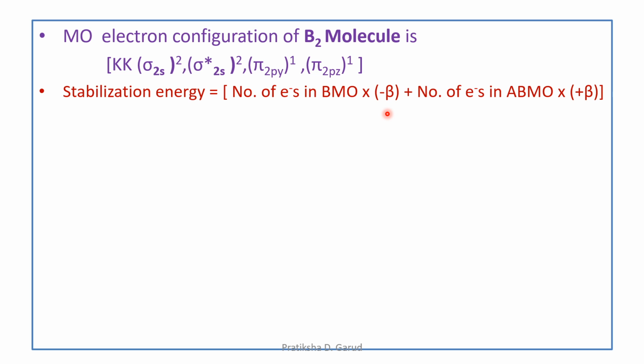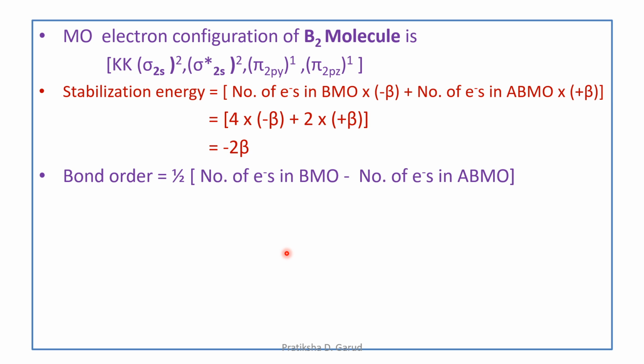After this, let us find out the stabilization energy, which is given by the formula. It is nothing but the number of electrons in BMO into minus beta plus number of electrons in ABMO into plus beta. Right? So we have to find out the values of BMO and the ABMO. So in case of the BMO, that is the bonding, we are having 2 plus 1 is 3 plus 1 is 4. That means 4 electrons in BMO, and in case of the anti-bonding there are only 2 electrons. So let's put the value. It is 4 into minus beta plus 2 into plus beta. So this becomes minus 2 beta, and this minus 2 beta value is known as the stabilization energy.